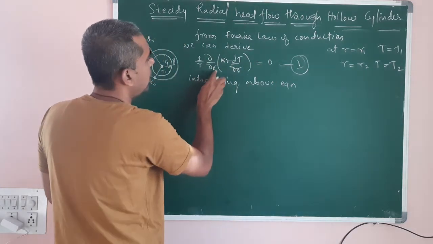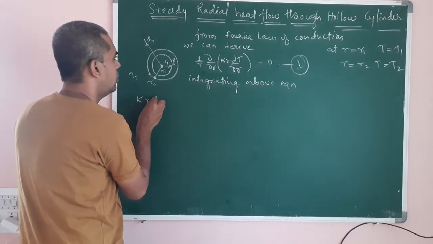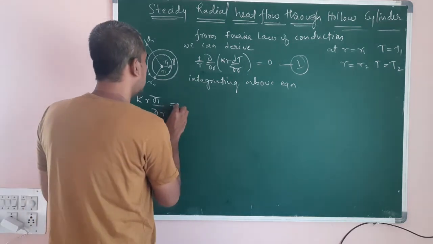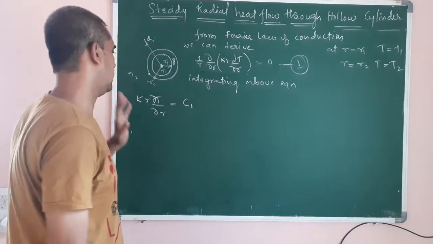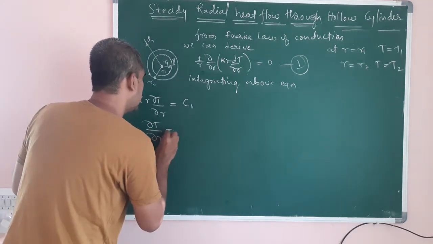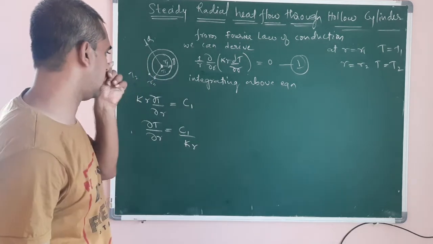Integration of d by dr gives k r dT/dr, which is equal to C1. Therefore, dT/dr is equal to C1 divided by kr.